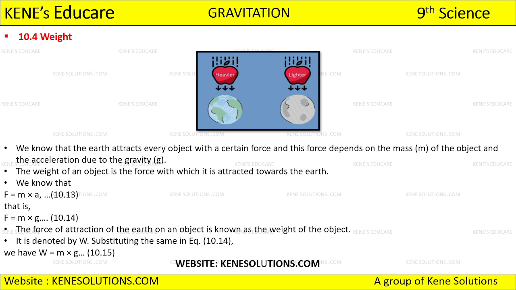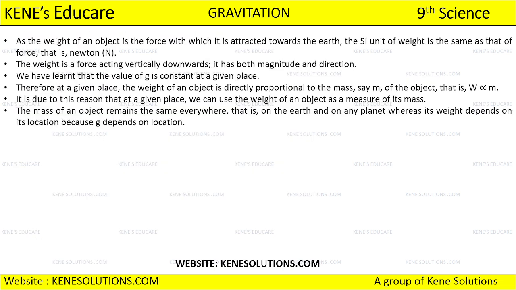Okay, so there's nothing much to know over here. The weight of the object is the force with which it is attracted towards the earth. The SI unit of weight is the same as that of force, that is Newton. So the SI unit of both force and weight is going to remain the same, that is Newton. Then, weight is a force acting vertically downward, and it has both magnitude and direction.